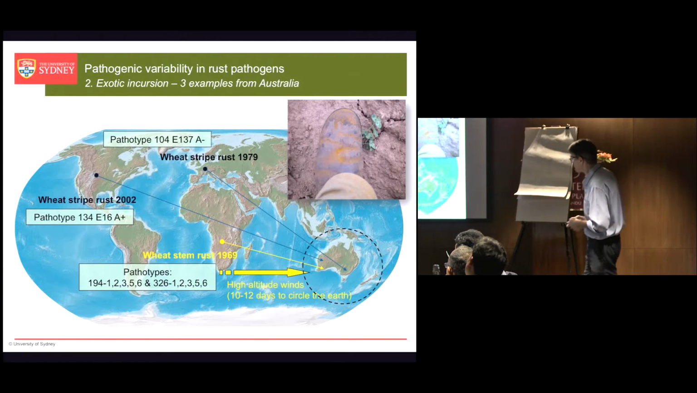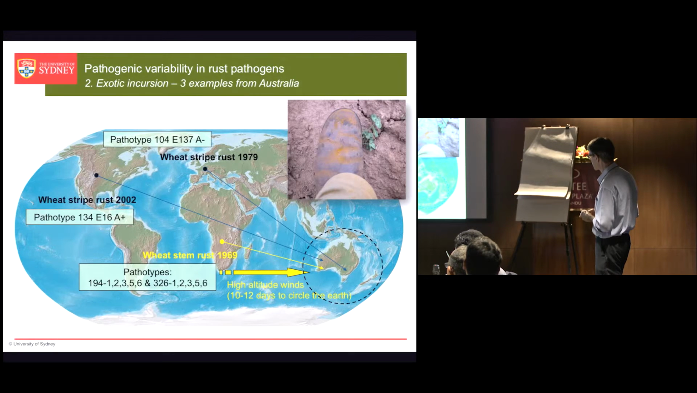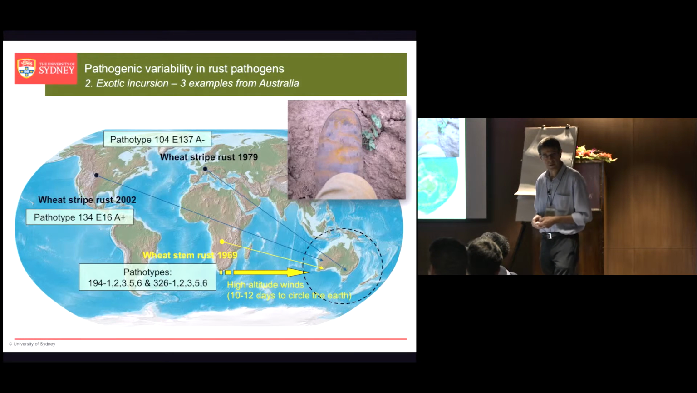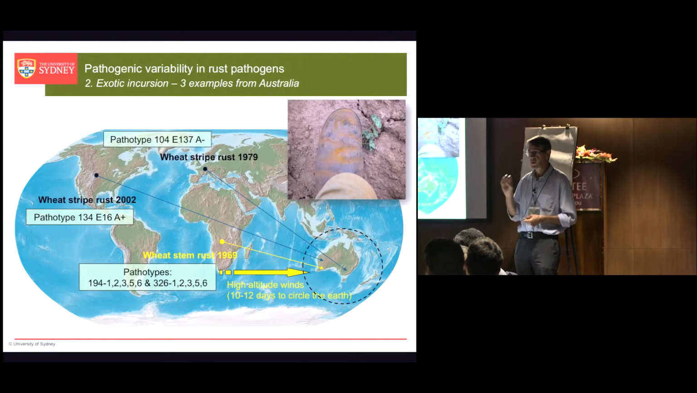We believe this is the case because the pathotypes that were found here, there were some comparative studies done at the time, and they were very similar to pathotypes that were common in this part of Africa at the time. All right, so there's 3 examples where we've had foreign rust isolates, wheat rust isolates, come into Australia from other parts of the world.